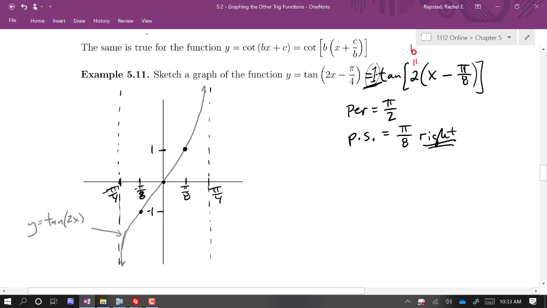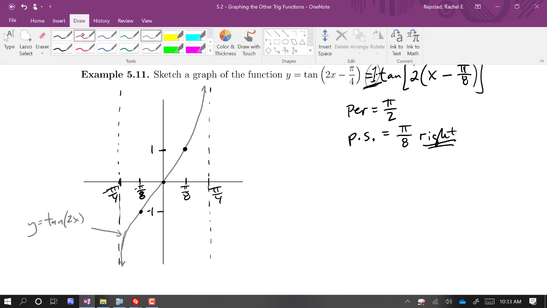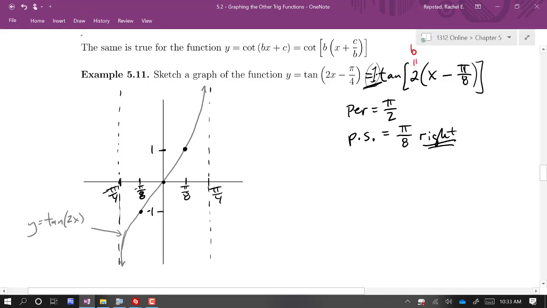Now what I want is tangent of 2x minus pi over 4. I want to include this phase shift of pi over 8 to the right. So again, I'm going to take each of these anchor points and shift it pi over 8 units to the right. So this is going to move here. This will move here.